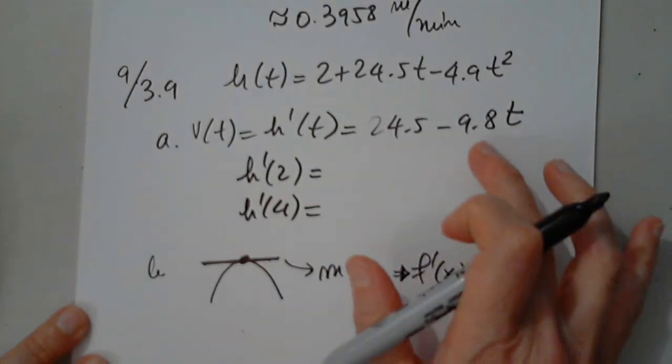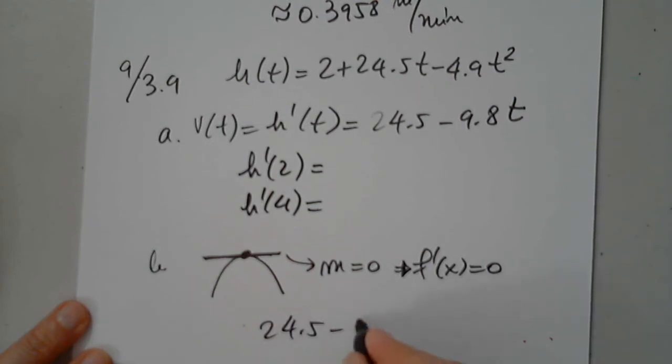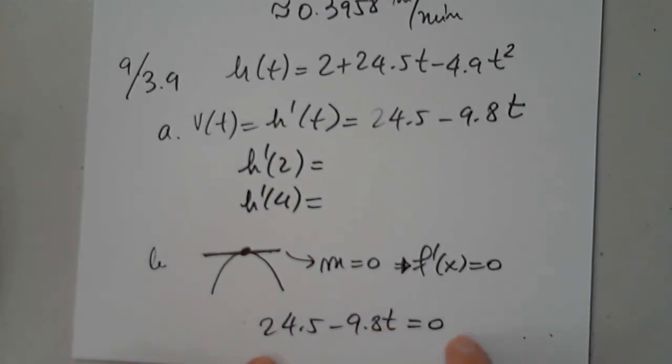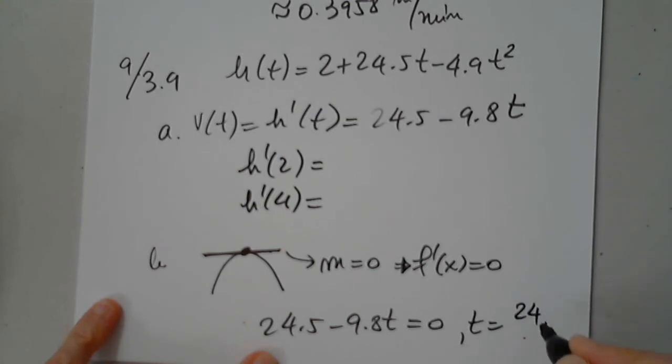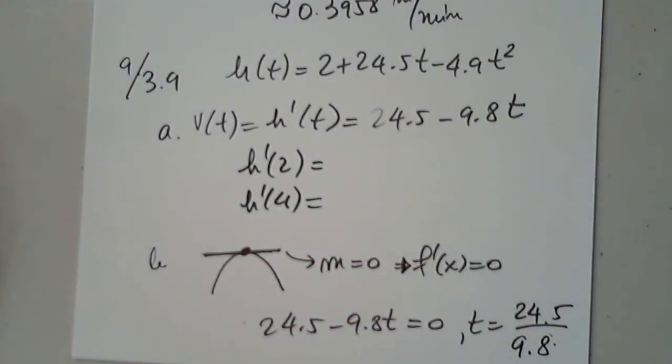Okay. So 24.5 minus 9.8t equals 0. I move it over, it doesn't matter, I have to get 24.5 over 9.8. So t equals 24.5 over 9.8. I'm going to do all these three now with a calculator. Let me share.